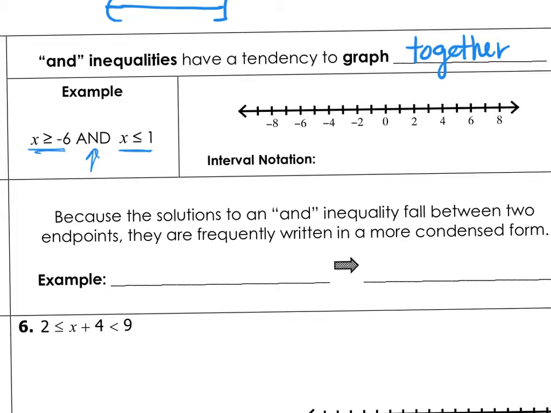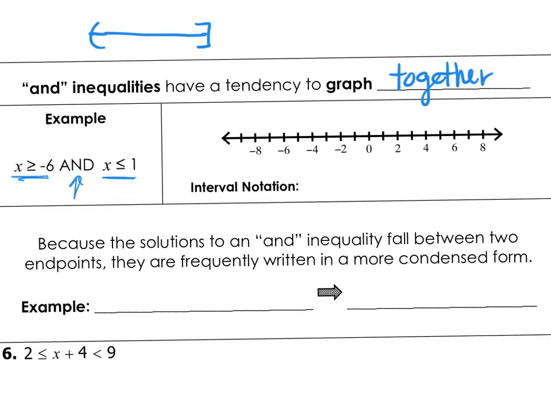Now what I'm going to do is graph each one separately and show you the AND. So x is greater than or equal to -6. That's a bracket on -6 and going that way. But x is also smaller than or equal to 1. So here's 1, and it's a bracket, and it's going this way. So it's not OR, it's AND, which means x is bigger than -6 and smaller than 1.